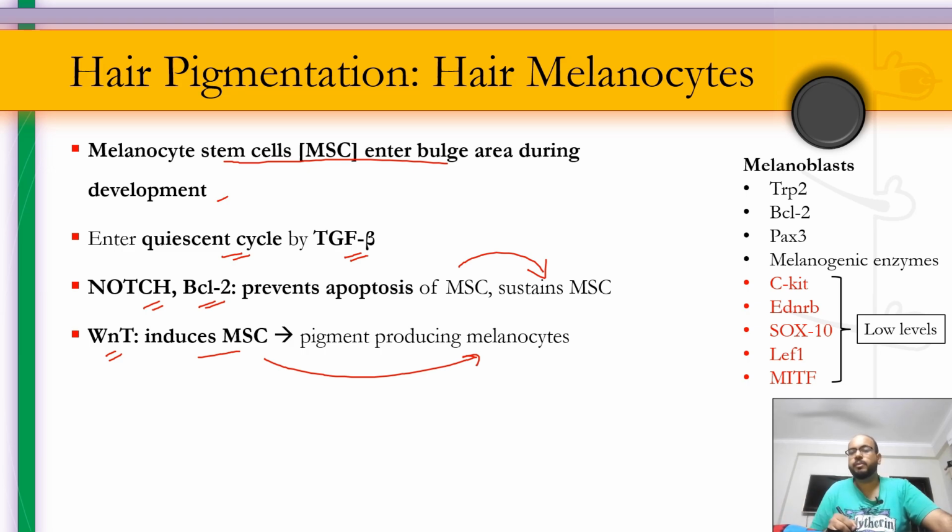Clear? Now melanoblasts also have different molecules inside them. For example, TRP2, BCL2, which prevents apoptosis, PAX3, which stimulates melanoblasts, and melanogenic enzymes, which will eventually form melanin. Low levels of transcription factors like c-KIT, EDNRB, SOX10, LEF, and MITF, which are all required for progenitor cells. After the progenitor cells have formed melanoblasts, there is not much requirement of these molecules, and that is why they are at lower levels compared to progenitor cells. Clear? c-KIT is required for migration of cells, but now the melanoblast is not going to migrate, it's going to stay in the hair, so the levels will be low. Clear? Let's move forward.